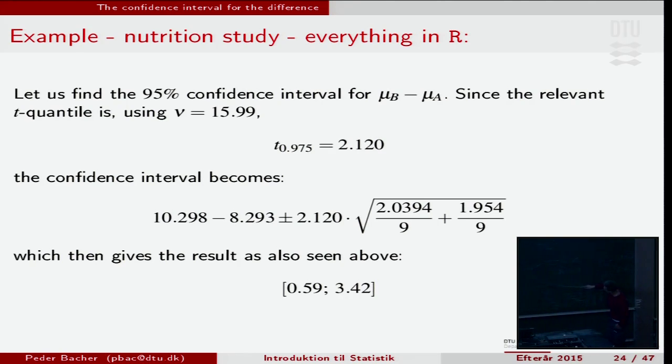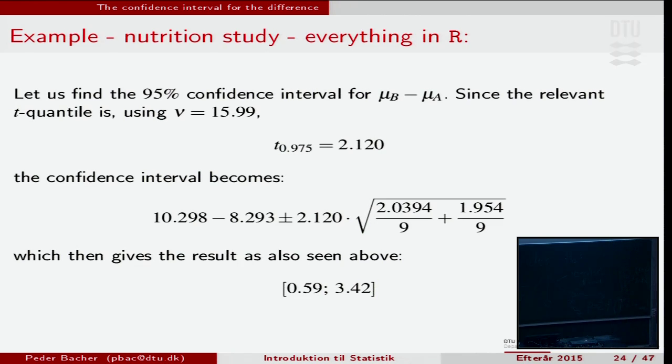Where is the value where we have 95% of the probability mass below? We go in and take this value. That's 2.12, and then we simply calculate the average of the one minus the average of the other, plus minus this quantile, times the square root of the sample standard deviation of the one divided by 9 observations, and the sample standard deviation of the other divided by 9 observations.